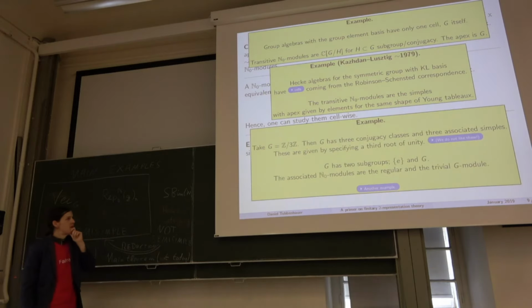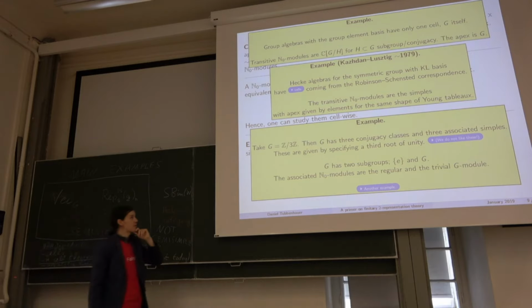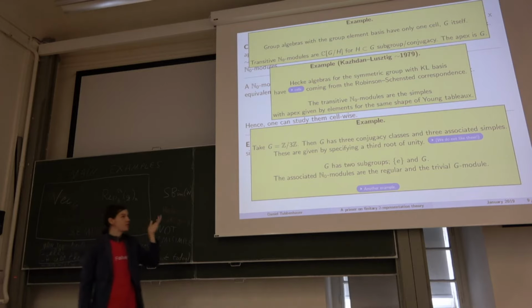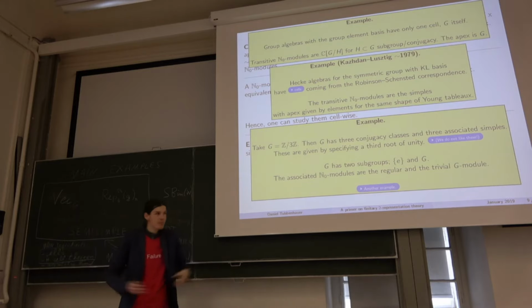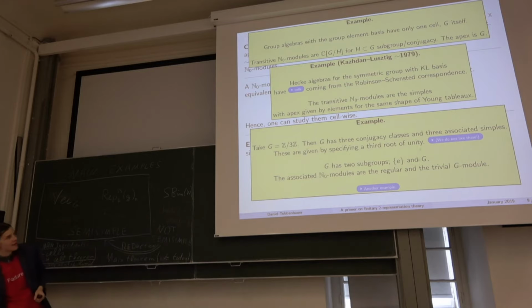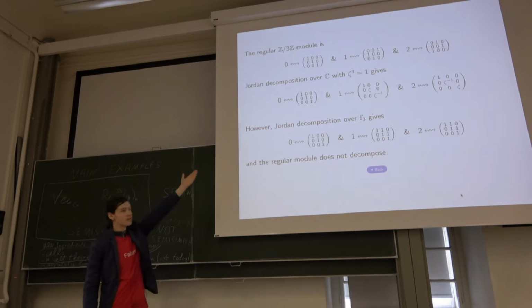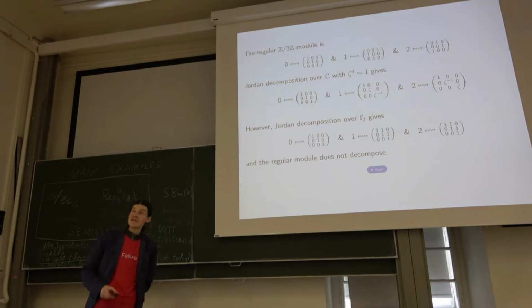Okay. Yeah, so another example, if you take G equals Z mod 3Z, and we find exactly 3 conjugacy classes, we have 3 associated simple modules. Let me just click on the link. You all know how it works, right? Take the regular representation, do Jordan decomposition. You will see those matrices turning up. Here are the roots of unity. That's exactly the ones that specify your simple modules.